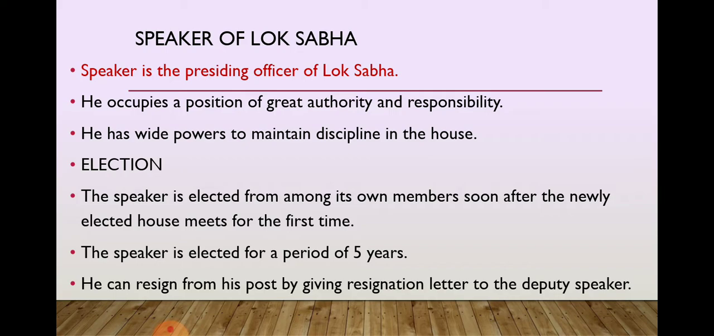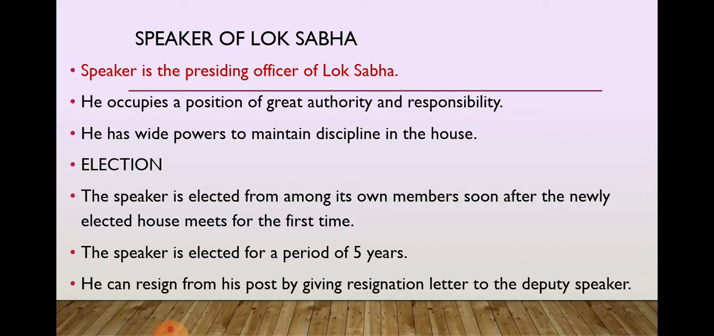One of the most important functions of the Parliament is the legislative function. It is making laws for the country. For making laws, various procedures are there. In these procedures, both the houses of the Parliament take part. So, in the legislative functions, the Speaker plays an important role.